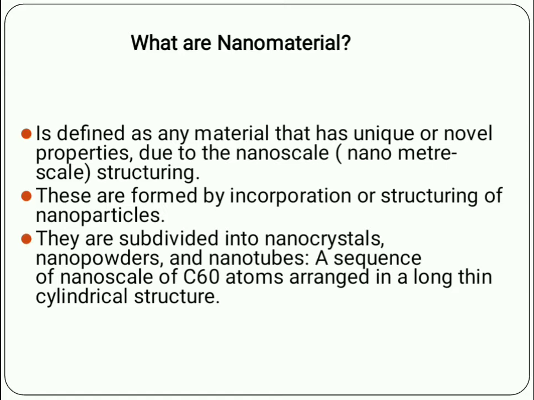Now we will see they are subdivided into nano crystals, nano powders, and nano tubes. A sequence of nanoscale C60 atoms arranged in a long, thin cylindrical structure. So these are the examples. There are various types of nanomaterials available. They may be either nano crystals, nano powders, or nano tubes.